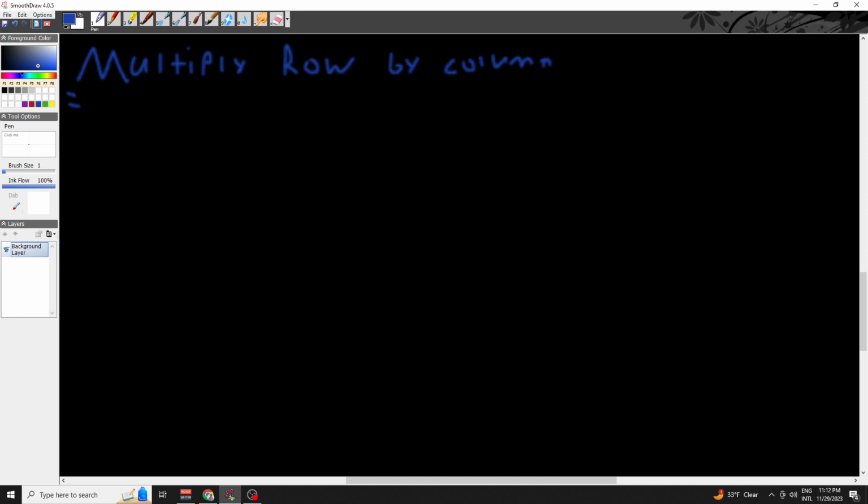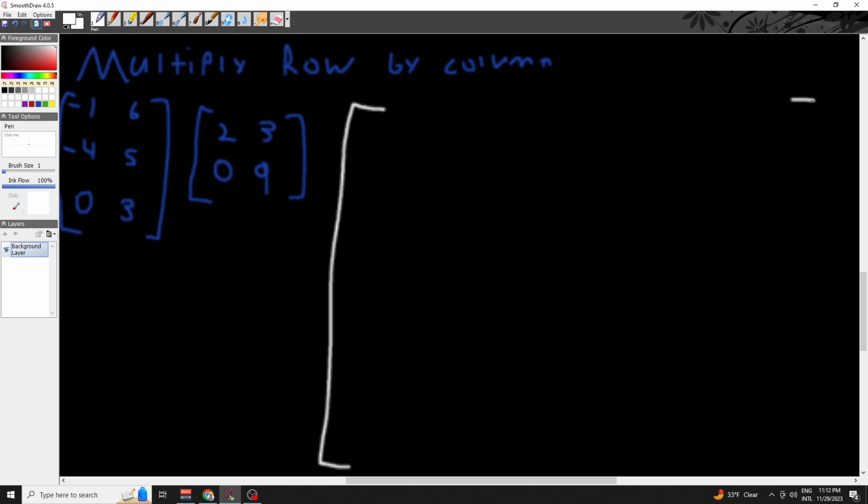So I'm going to write these really small. So we have negative 1, negative 4, 0, 6, 5, and 3. And then multiplied by 2, 0, 3, 9. Multiply row by column. So, I'm going to make this a super big matrix because I need the room.